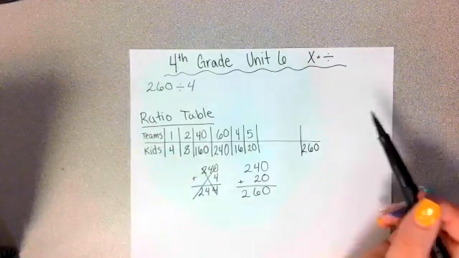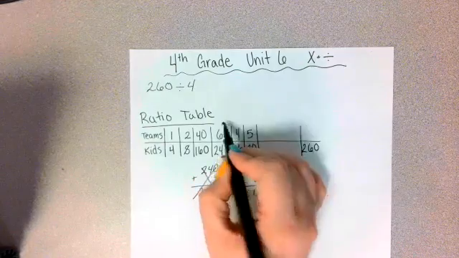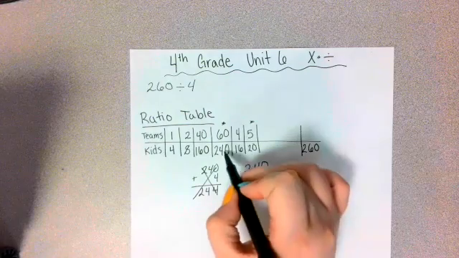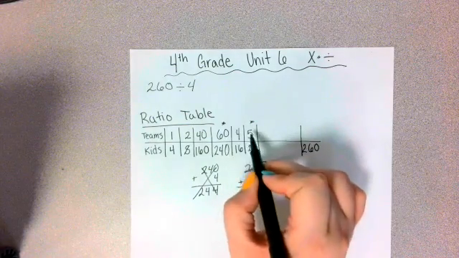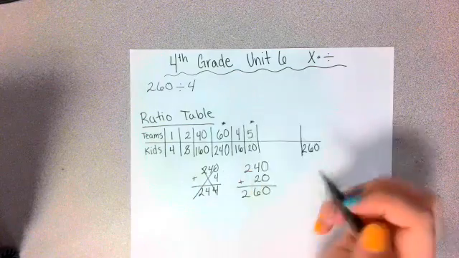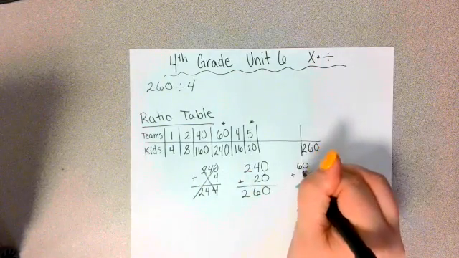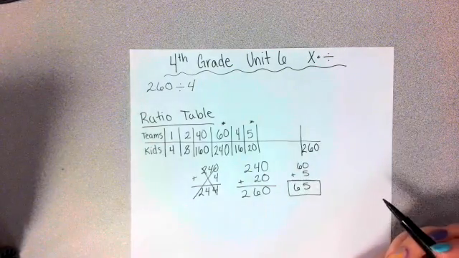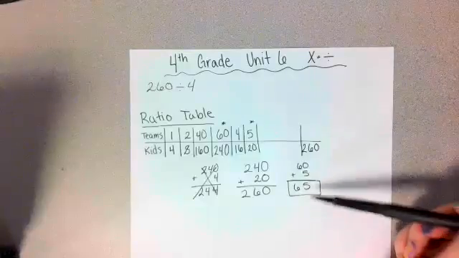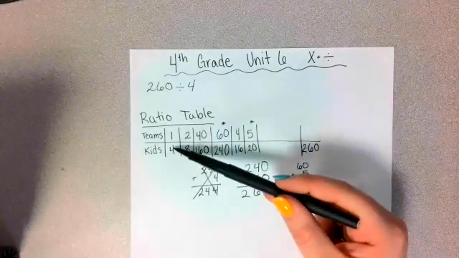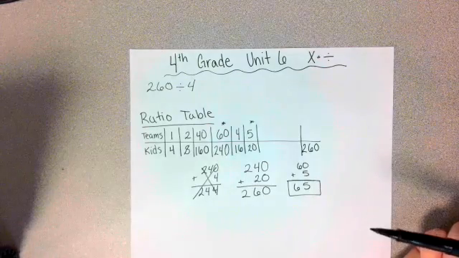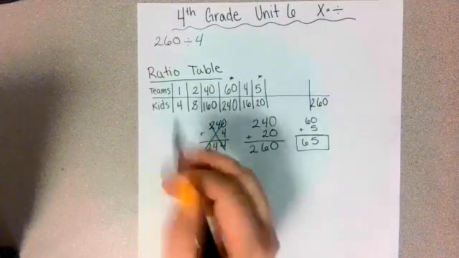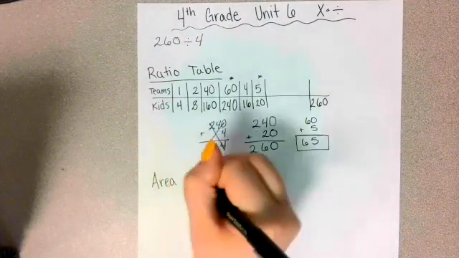But obviously, this is the number we already have. So where's my answer? This is where I'm going to take the upper part of the ratio table that I added together. I added the 240 and the 20. So I'm going to take the number above it, the 60 and the 5, and add those together. I get 65. That is my final answer. So I would have 65 teams, 4 kids each, with 260 total children. That's how we use ratio tables. One of the other methods we use is called an area model.